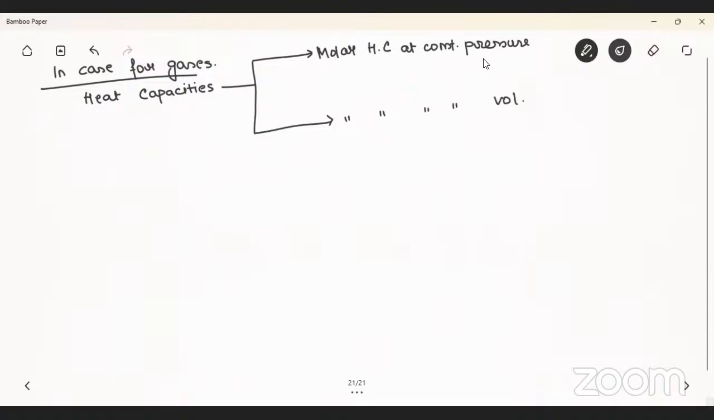Okay, so we represent this as CPM and we represent this as CVM. Okay, so these are the two types of the heat capacities for the gases. So it is an intensive property and also a state function. Always remember, CPM is greater than CVM. This, you have to remember.